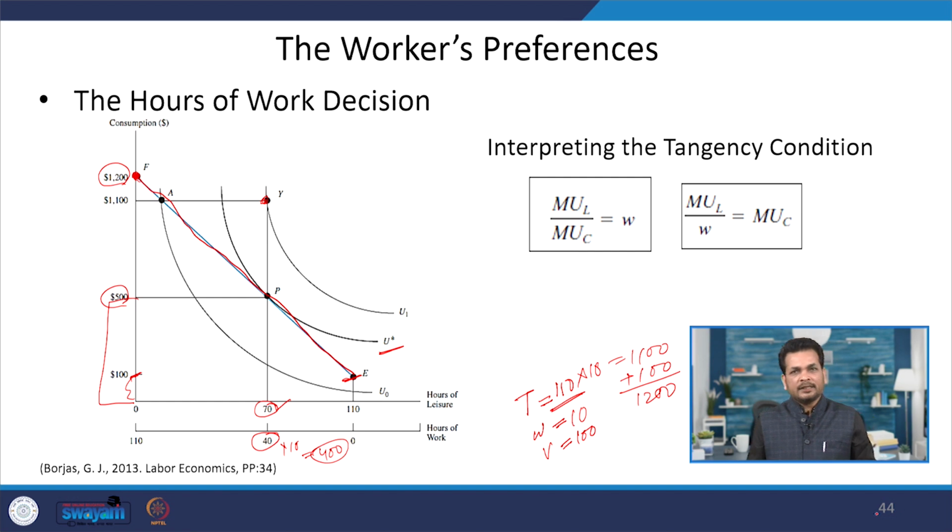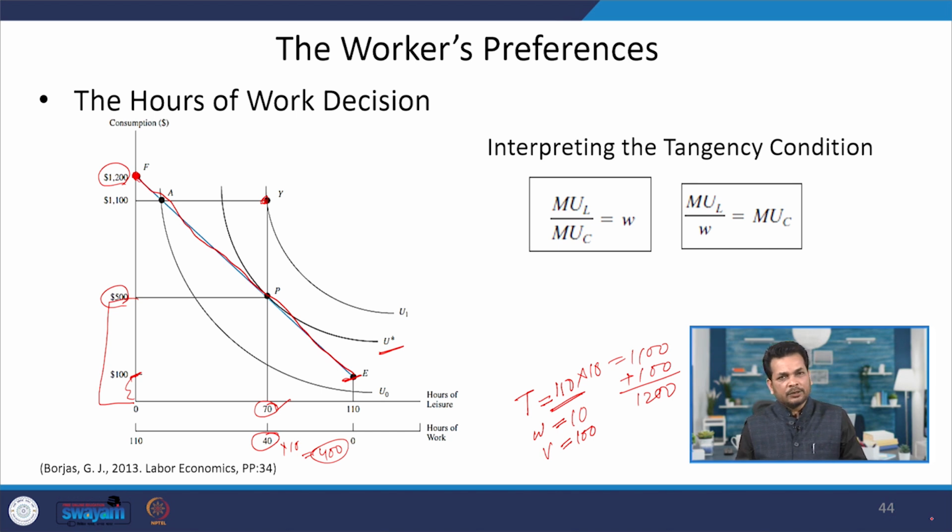While interpreting this tangency condition, the equilibrium condition, the utility maximizing condition of the individual, it is nothing but the slope of the budget constraint being equal to the slope of the indifference curve. The slope of the indifference curve is the marginal rate of substitution between leisure and consumption. So, how do we interpret this tangency condition? At the chosen level of consumption and leisure, point P, the marginal rate of substitution, the rate at which the person is willing to give up leisure hours in exchange for additional consumption, must be equal to the wage rate.